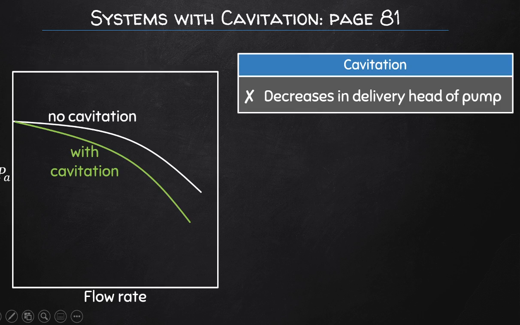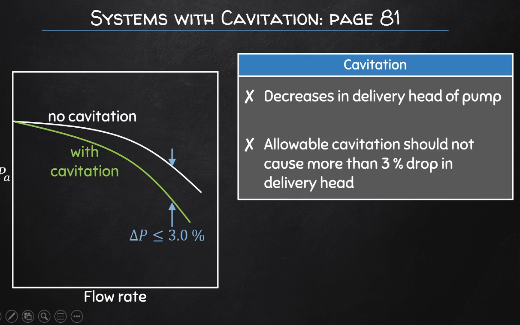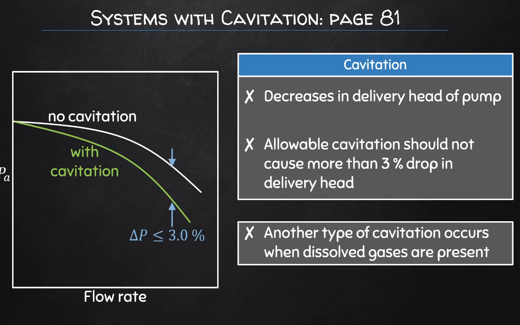Now, if the fluid is at its bubble point, then it should not be allowed to decrease the pressure head lower than 3% of the normal expected delivery pressures that you are designing for. Another type of cavitation that can occur for fluids that are not necessarily close to their bubble points is when the fluid contains a significant amount of dissolved gases such as nitrogen or oxygen.